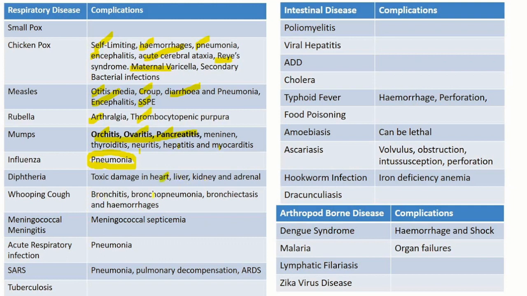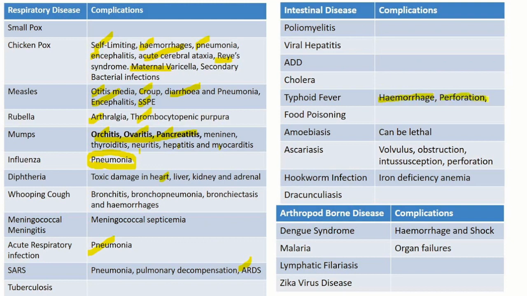Whooping cough, bronchitis, bronchopneumonia, bronchiectasis, and hemorrhages. Meningococcal septicemia for meningococcal meningitis. ARI, the pneumonia is the common complication and cause of the death. SARS, pneumonia, pulmonary decompensation, ARDS, acute respiratory distress syndrome is the most common cause of the death. Here in complications for typhoid, hemorrhage is the most common cause.